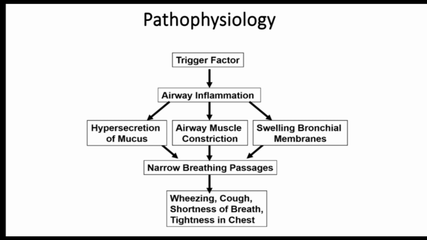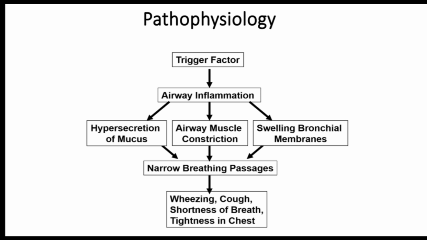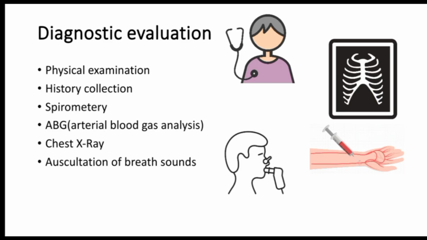What is the pathophysiology? Whenever there is a triggering factor that enters the airway, the airway gets inflamed. After the airway gets inflamed, there is hypersecretion of mucus, there is airway muscle constriction, breathing passages become narrow, and there is wheezing, cough, shortness of breath, and tightness in the chest.